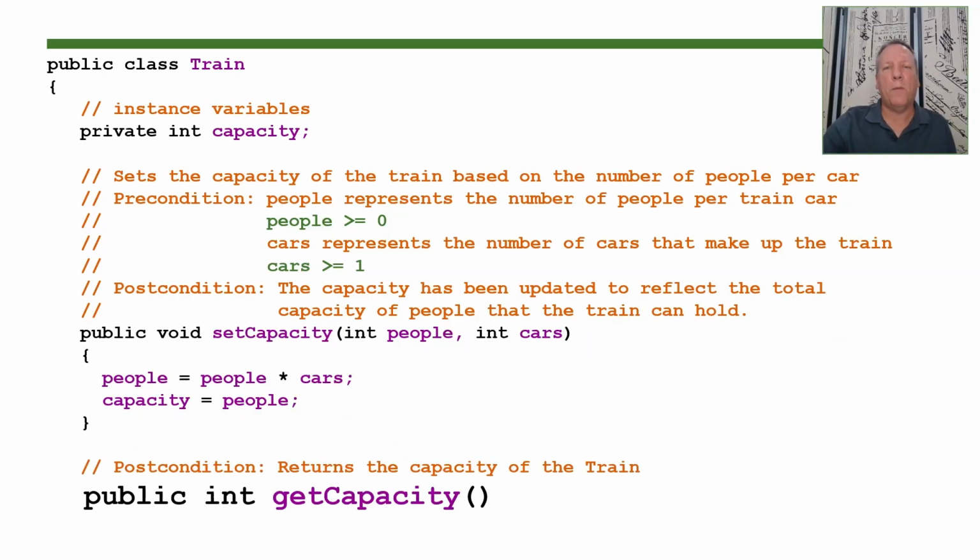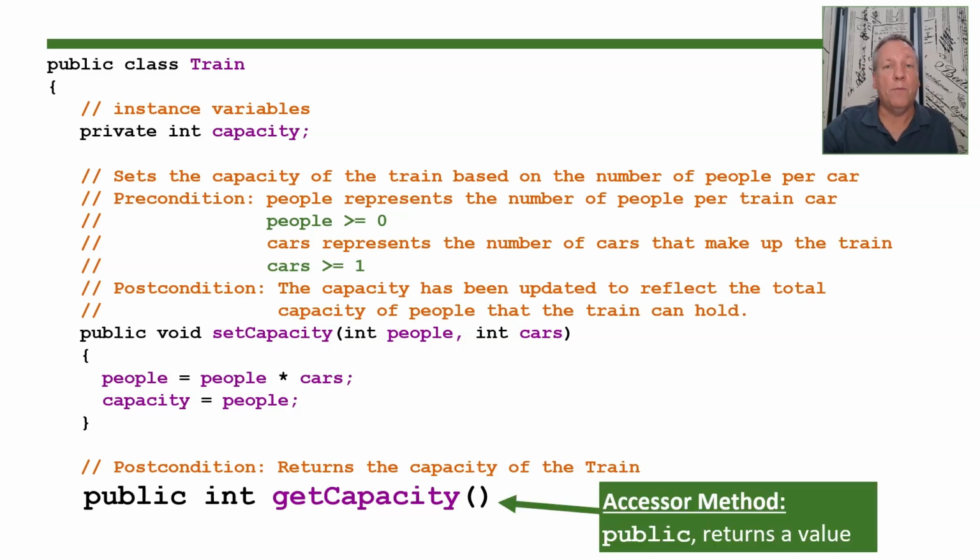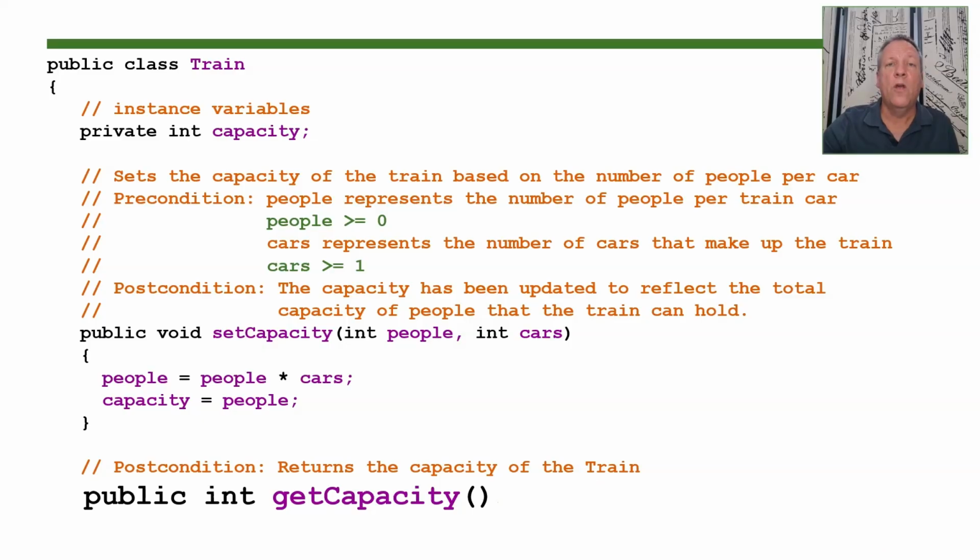Now let's look at the getCapacity method. We know that this is going to be an accessor method. It's public, and it returns a value, which in this case is an integer. So what should the code for this method look like? We should write return capacity inside of our method body. Remember, an accessor method always returns a value.